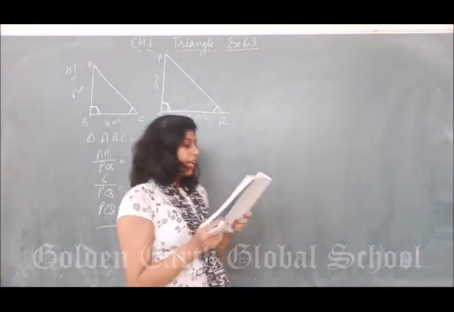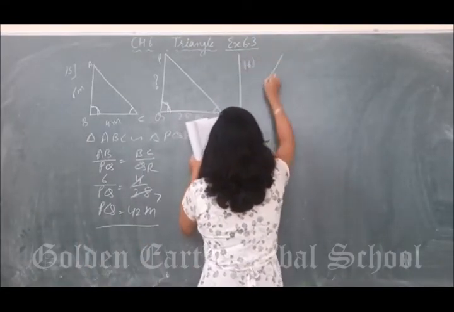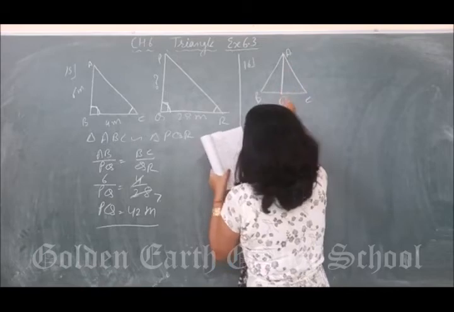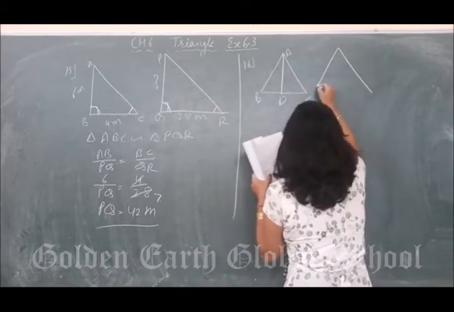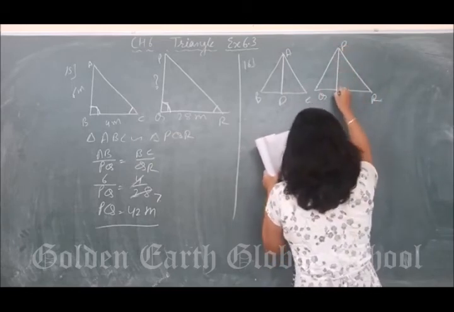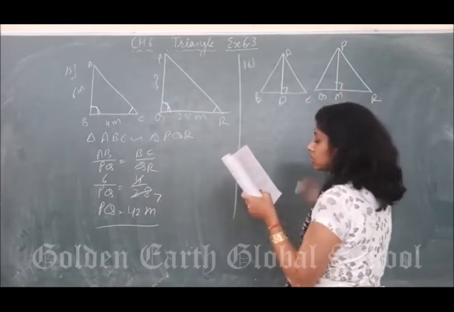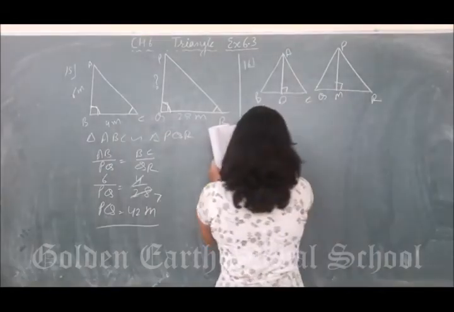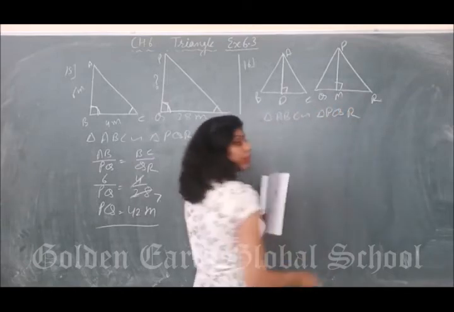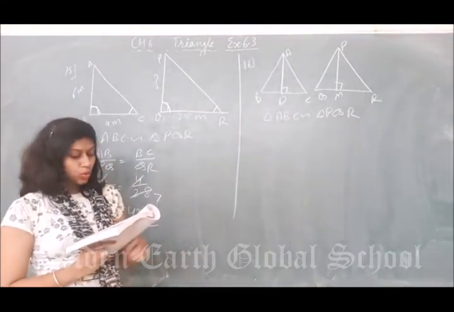Next, 16. AD and PM are two altitudes. Altitude means the perpendicular lines of triangle ABC, AD, and triangle PQR, PM, respectively. These are the perpendicular altitudes. It is given triangles are similar. ABC is similar to triangle PQR. Complete triangles are similar, so angles are equal. We have to prove AB upon PQ is equal to AD upon PM.